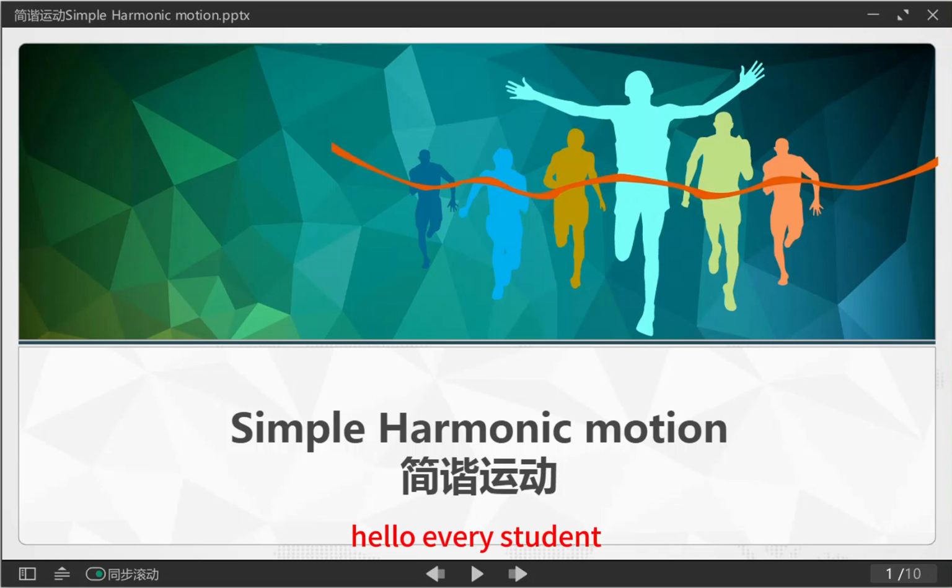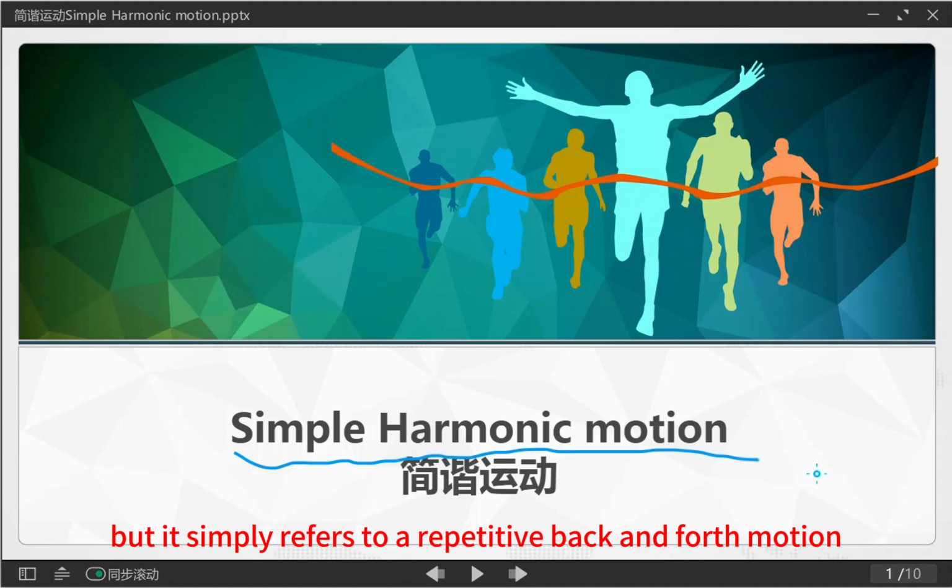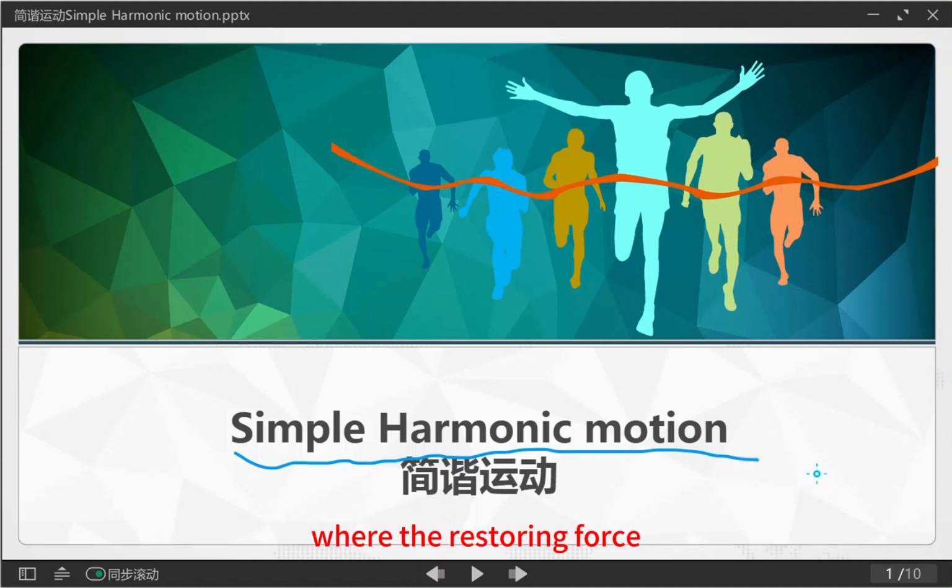Hello, every student. Today we are diving into the fascinating world of simple harmonic motion. Maybe it sounds complex, but it simply refers to a repetitive back and forth motion where the restoring force is directly proportional to the displacement. Simple harmonic motion isn't just a textbook concept, it's all around us.